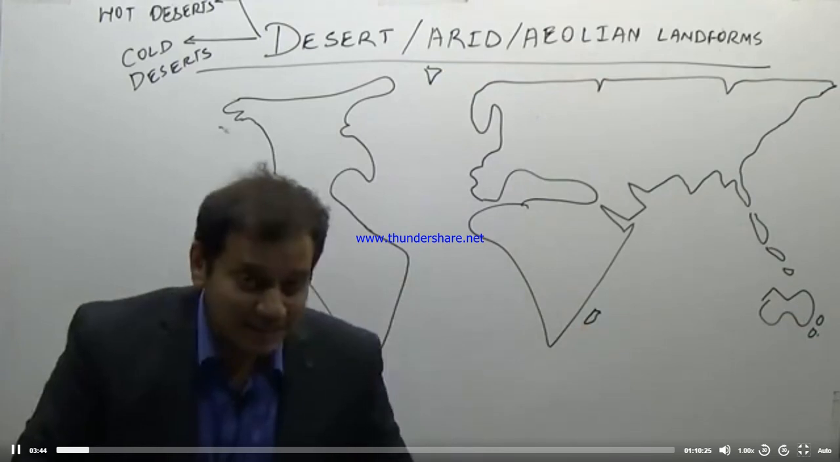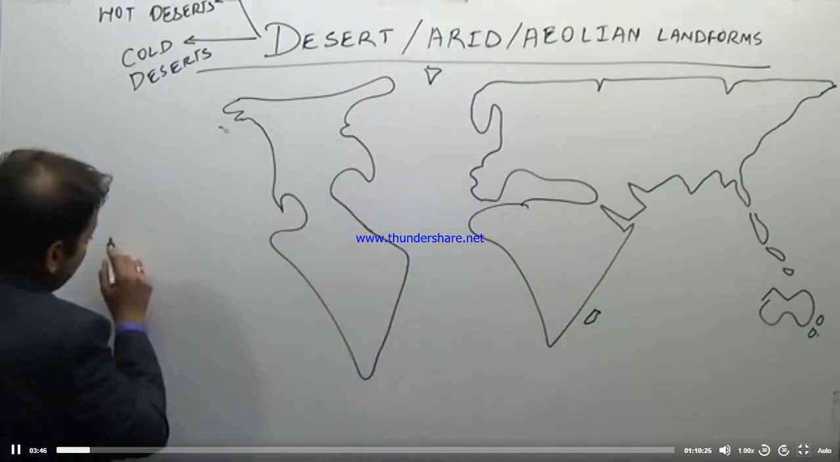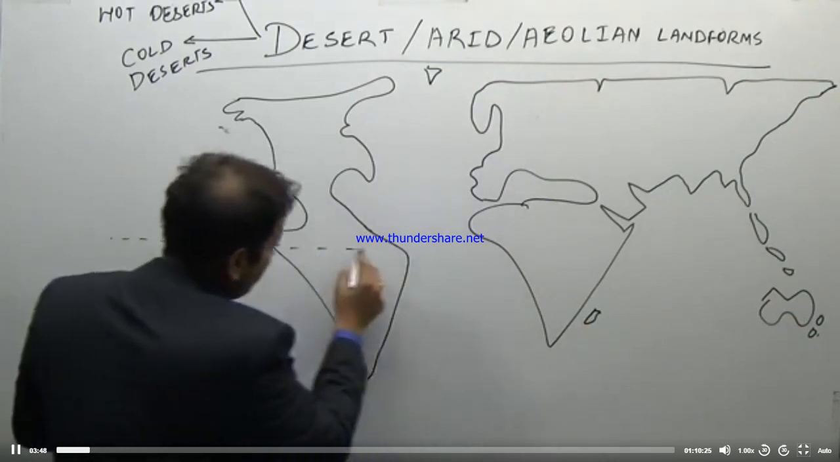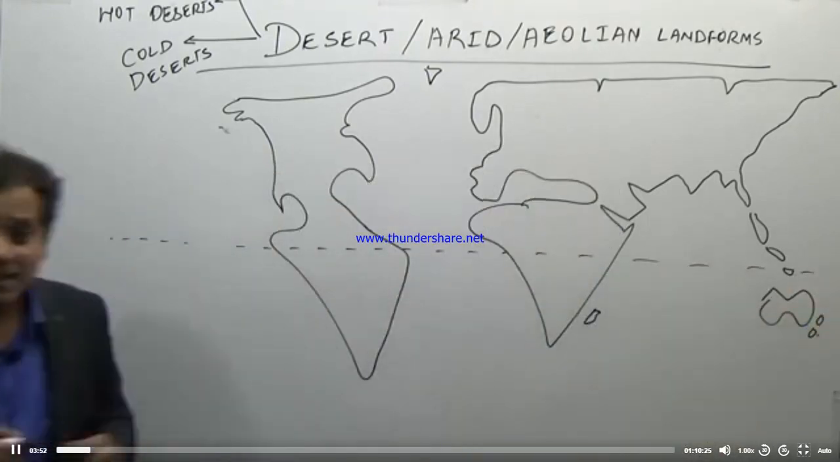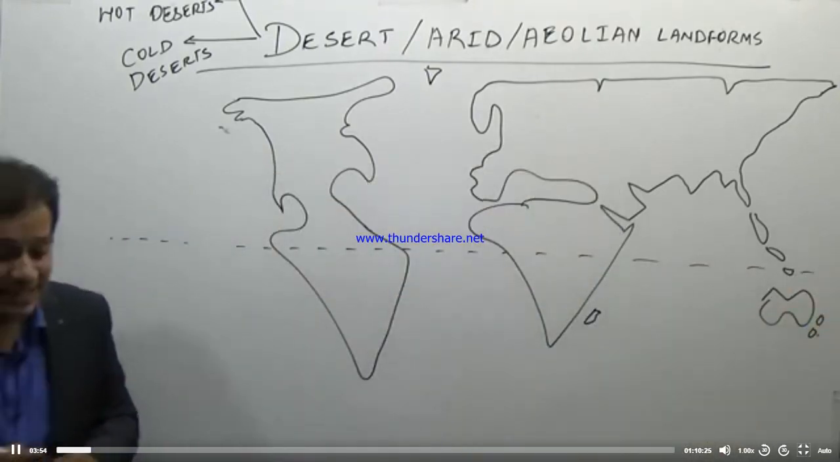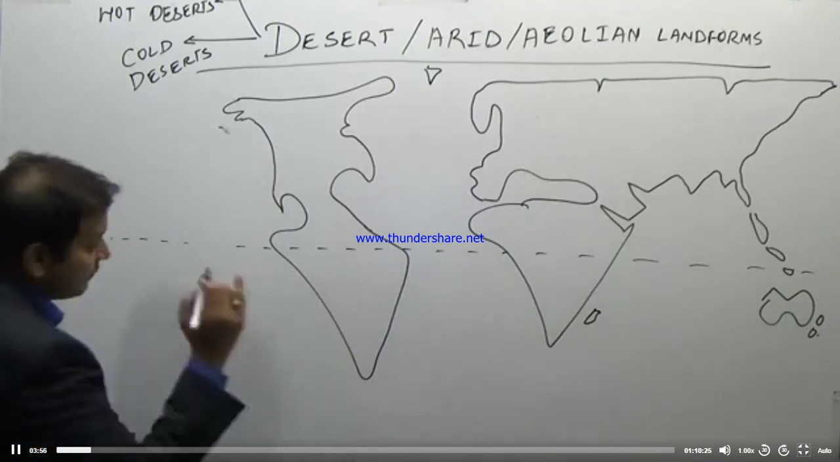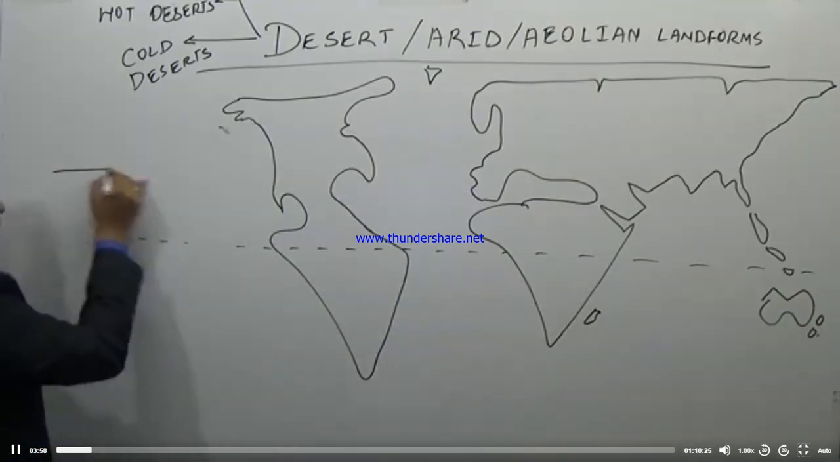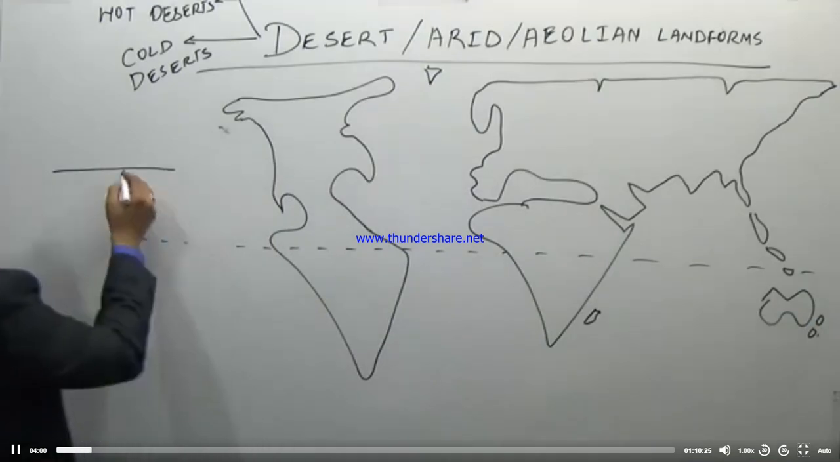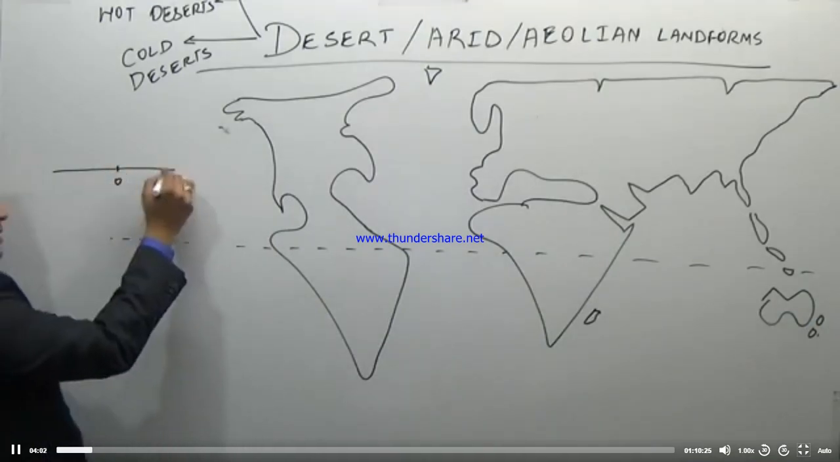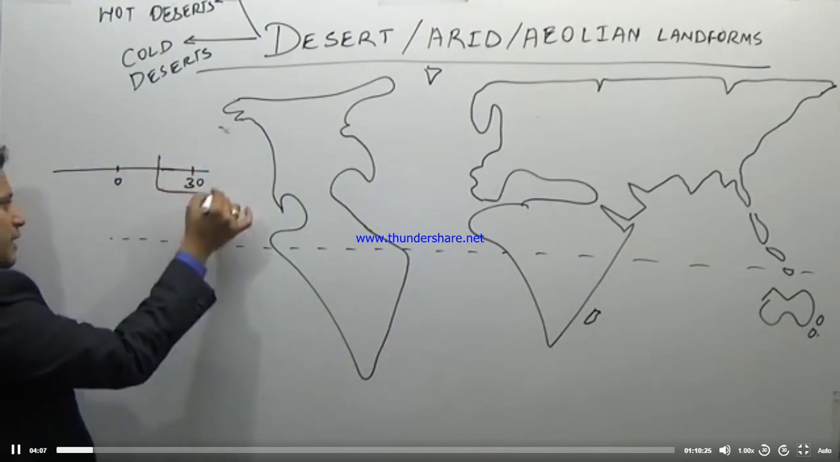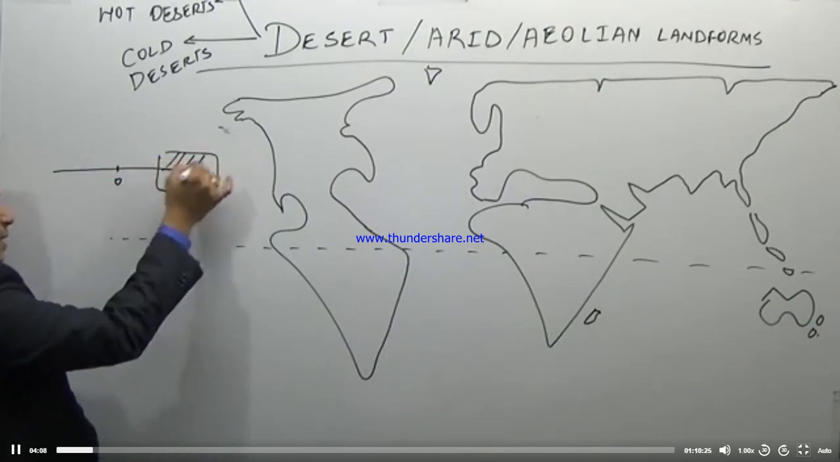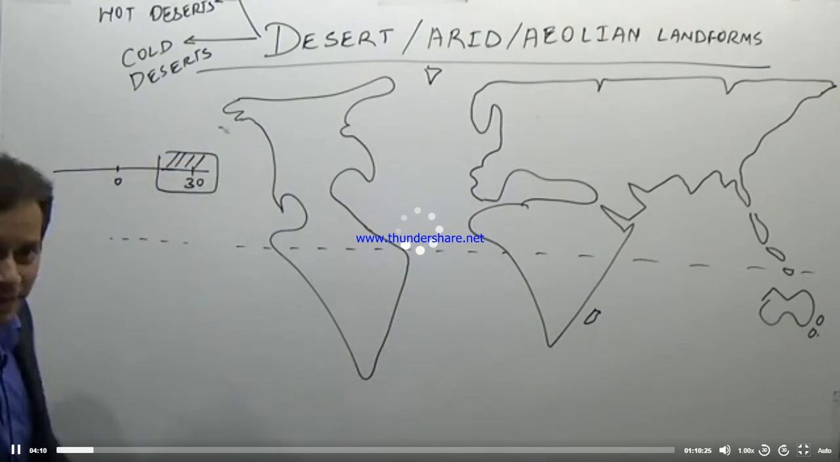Most of the deserts, if this is the center of the world, that is the equator, are located between 15 degrees to 30 degrees in both the hemispheres. That is, if we draw a diagram here considering 0 degrees, 30, 35 degrees, most of the deserts are located in this belt, in the 15 to 30 degree latitude.